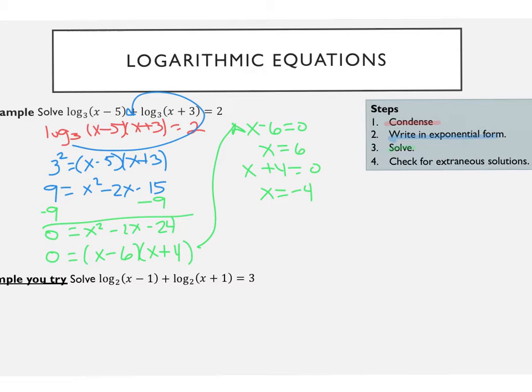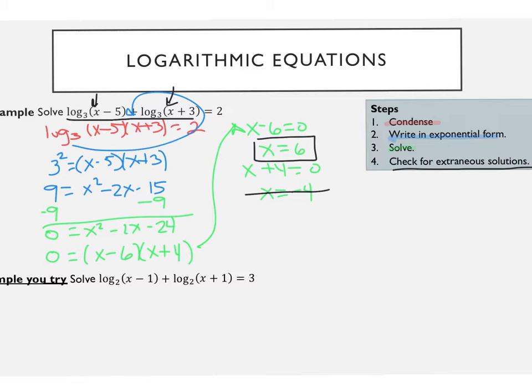Now, our last step is to check for extraneous solutions. So remember, we cannot take a negative log. So we just have to ask ourselves, when I plug 6 into our original equation, not our condensed one, do we get a negative log anywhere in that equation? Right? We know 6 minus 5 is 1, and 6 plus 3 is 9. So in this case, x equals 6 is good. However, when we plug negative 4 in for this x, we have the log base 3 of negative 9, which I can't do. Or here, log base 3 of negative 1. So this one is extraneous.